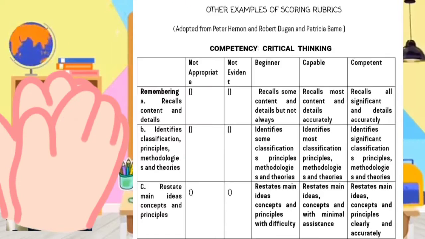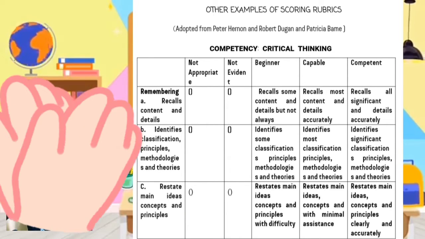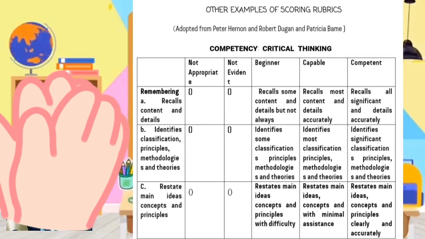Now the other scoring rubrics. So, first is remembering. So, recalls content and details. Recalls some content and details but not always. Recalls most content and details accurately. Recalls all significant content and details accurately.